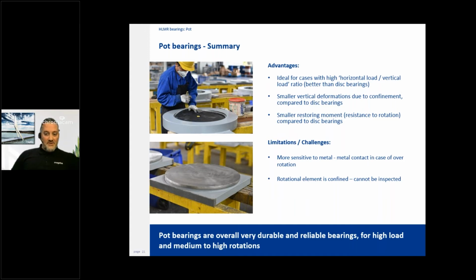Of course, there would be an issue of metal-to-metal contact under rotation because the pot and the piston can be quite close together. This is a design parameter, but it is a possibility. And then what is sort of impossible is to inspect the elastomer. It's contained completely between the piston and pot, so you can't see it unless it comes out. So under normal conditions, it would not be visible for inspection.